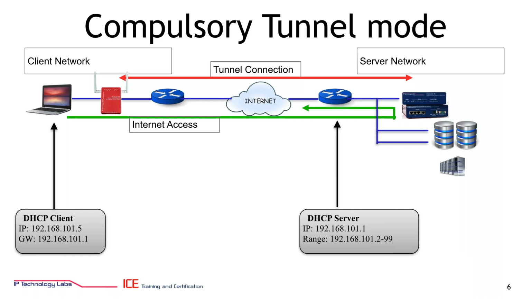In a typical setup for a compulsory tunnel mode, we have a laptop on the left side that's set up for DHCP. His Ethernet frames pass into his local IpTL device through the tunnel. They get onto the network, and he is communicating at layer 2 with a DHCP server at the head office network on the server side network.